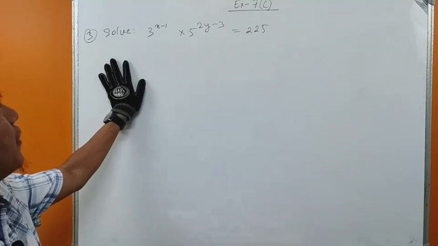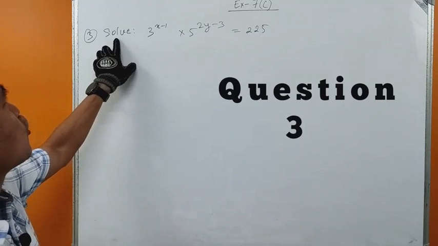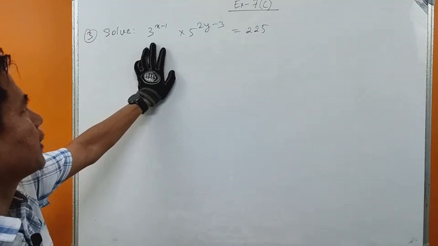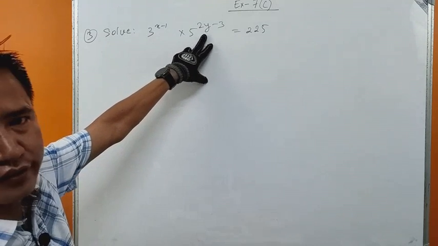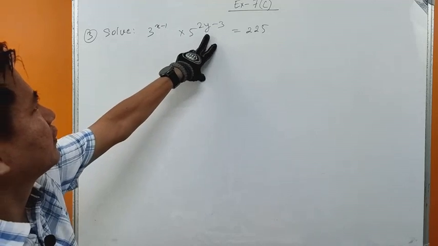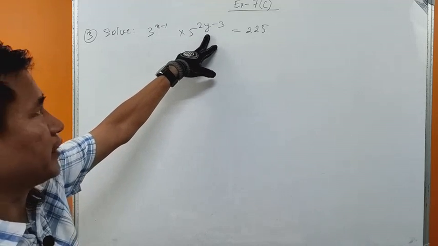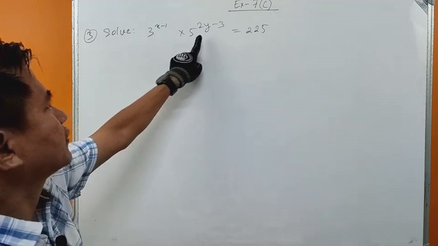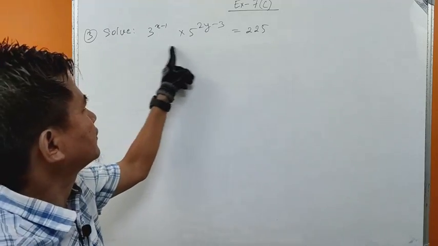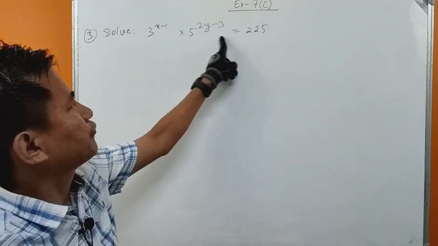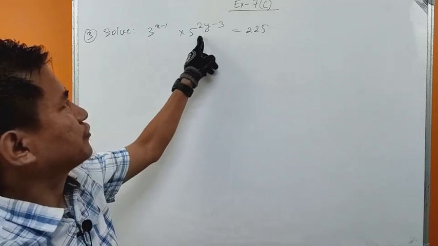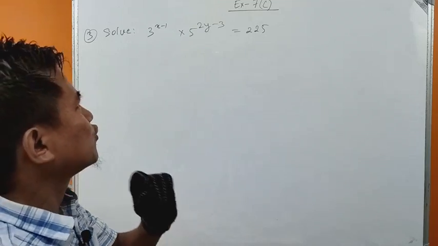Let's do question number 3 of exercise 7c. Solve. Solve means we are asked to find the values of x and y, okay? There are two variable numbers here, one is x and another is y. So we are asked to find the values of x and y from this equation. This is the given equation to us.